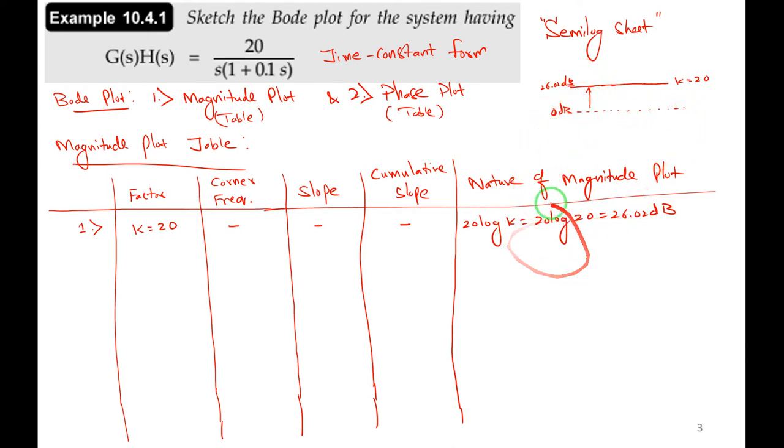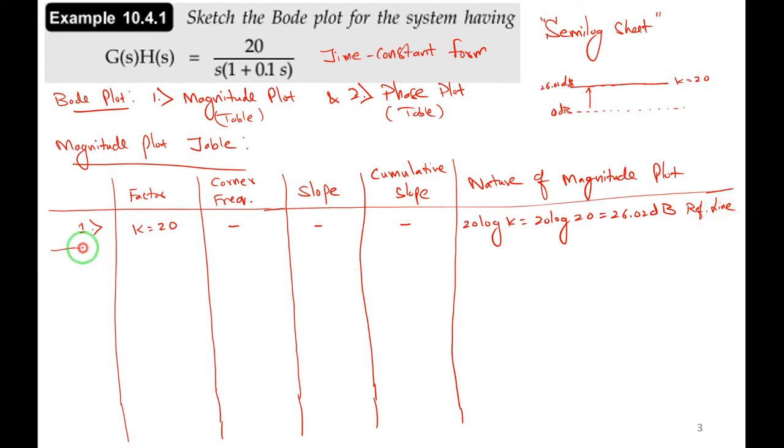We will go to the semilog sheet later, I am just telling you roughly. So this is over. This is 26 dB, and this will be my reference line now. Earlier 0 dB was the reference line, but this factor k equal to 20 gave a contribution of 26.02 dB. This is the reference line now.